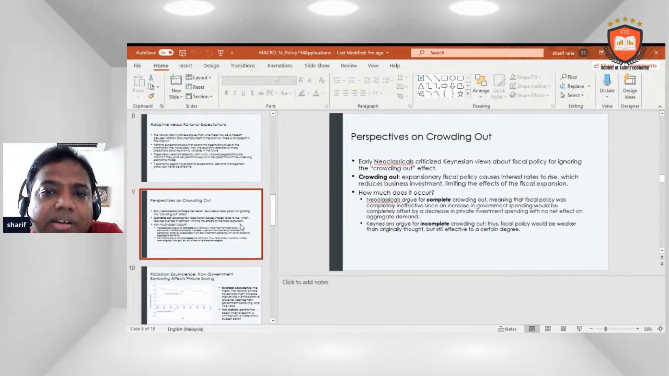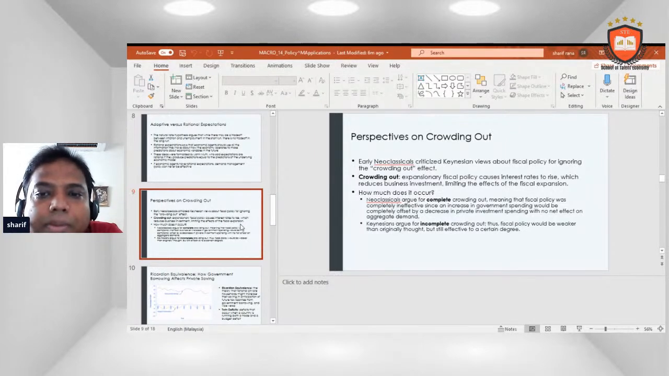Early neoclassicals criticized Keynesian views about fiscal policy for ignoring the crowding out effect. Crowding out: expansionary fiscal policy causes interest rates to rise, which reduces business investment and limits the effect of the fiscal expansion.